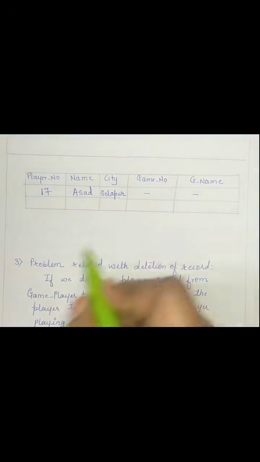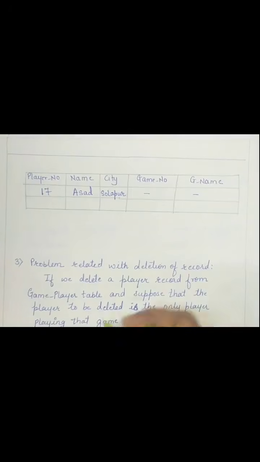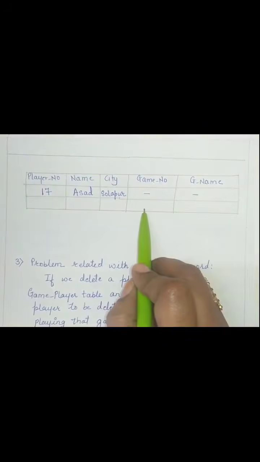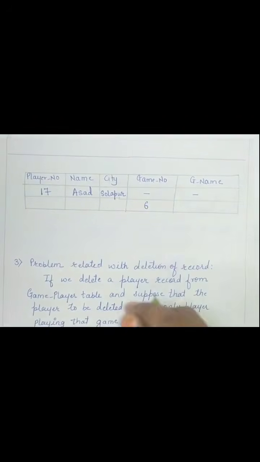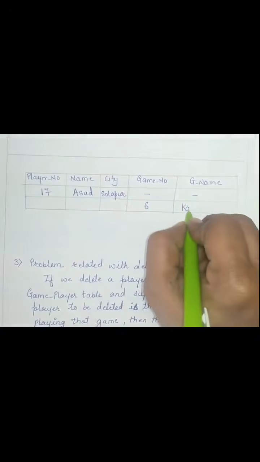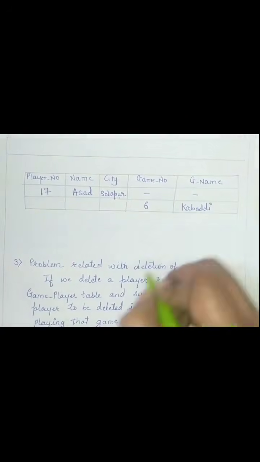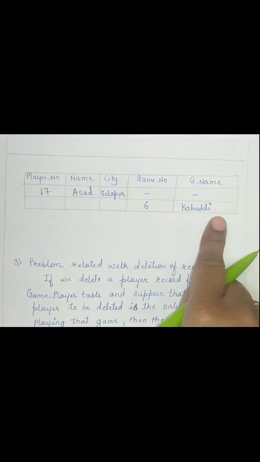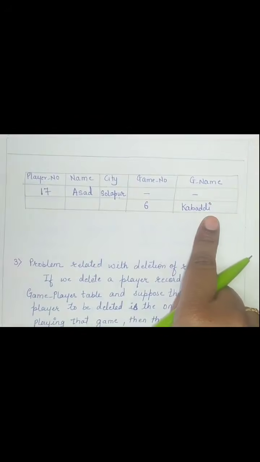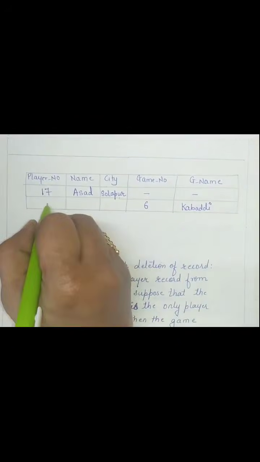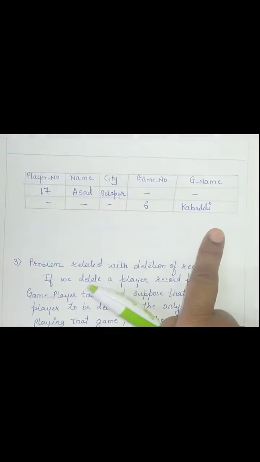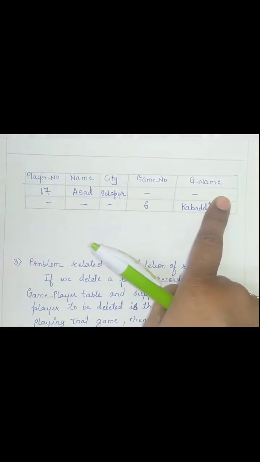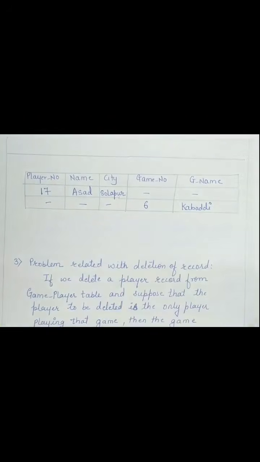Second, we can think about it the other way. If we just want to add a game detail, like game number 6 and game name Kabaddi, this is just the game detail and no player is playing that particular game. Then what do we have to do in such a scenario? Obviously we have to insert null values, which is unnecessary. So this is the insertion problem when the data is not normalized.